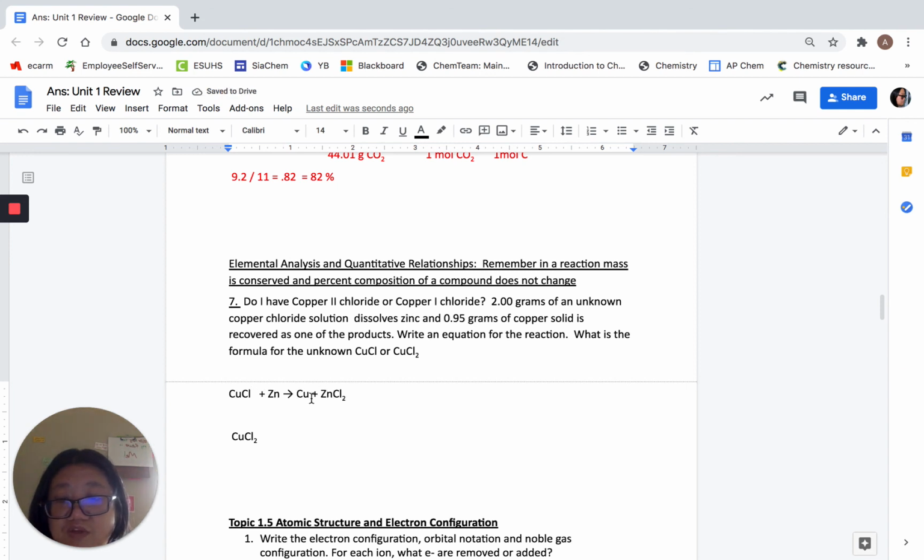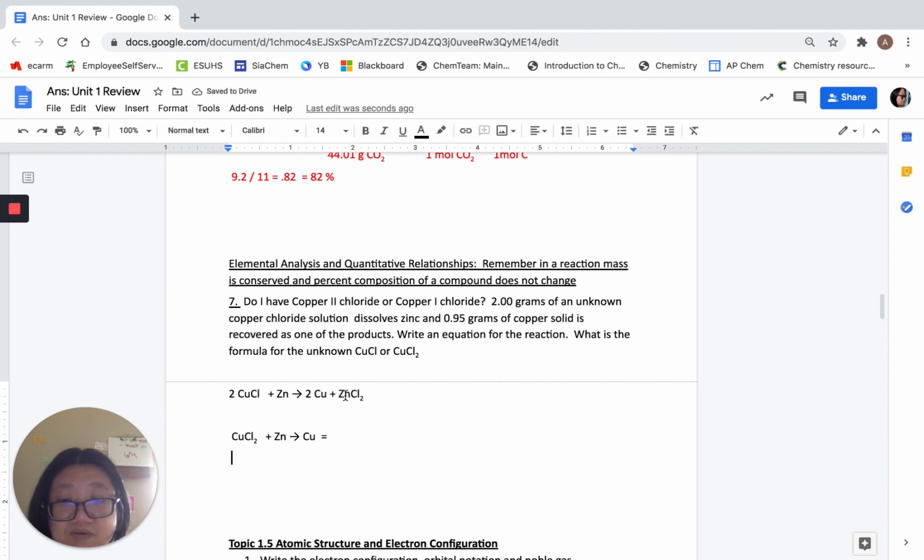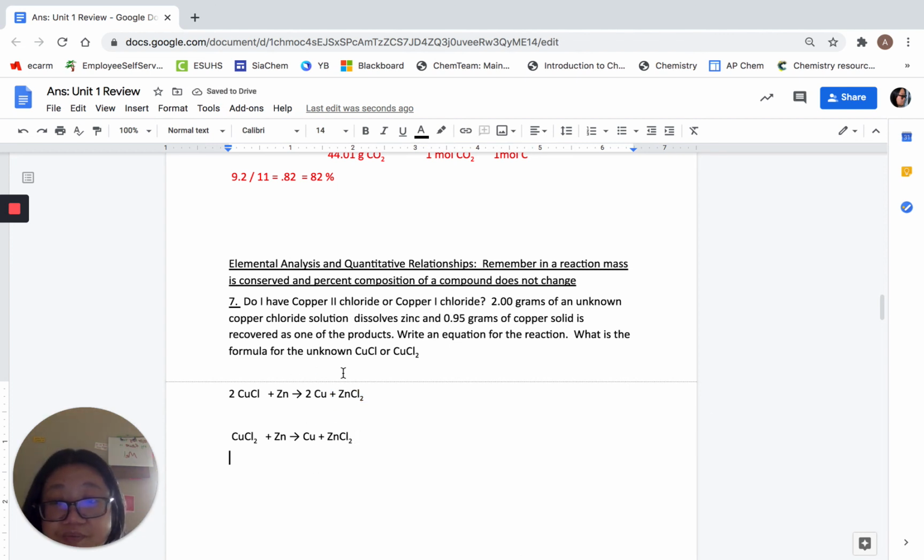Okay, so that means I've got to balance this. I'm going to put 2 in the front of that, and now I need to put 2 in the front of that. Then you're going to get Cu alone, and then we're going to get ZnCl2. So you have these two equations. So let's get started. The anode sample is 2.00 grams. That's the anode sample that dissolves, and then we get 0.95 gram of copper solid recovered, and we need to figure out what it is.